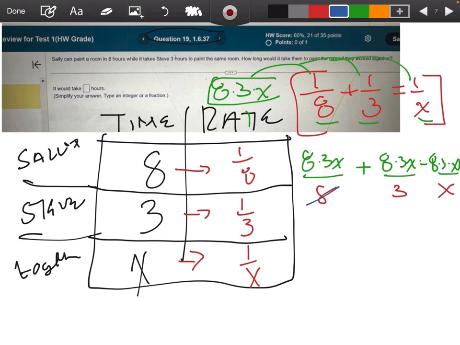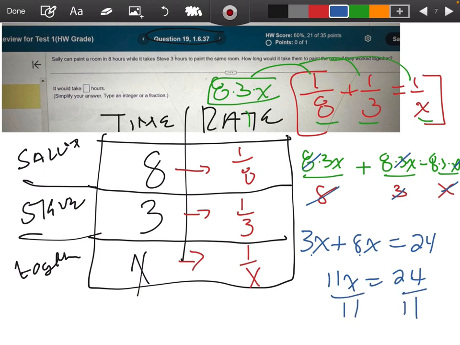So what's going to happen is those 8s are going to cancel, 3X. The 3s are going to cancel, 8X. My Xs are going to cancel, 8 times 3 is 24. And then 3 and 8 is going to give me 11X equals 24. So we can divide everything by 11. And y'all, I'm just coming up with 24 over 11. And that'll be the amount of time it's going to take for them to do this together.